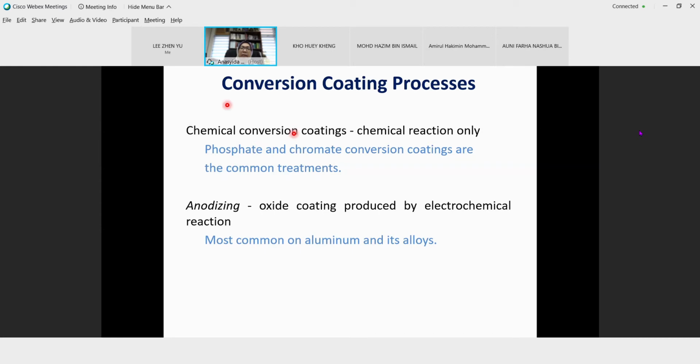Phosphating is under chemical conversion coating, and the other one is anodizing. This anodizing uses the concept of electrochemistry. There will be an anode, and there will be a cathode. So normally it is used for aluminium.